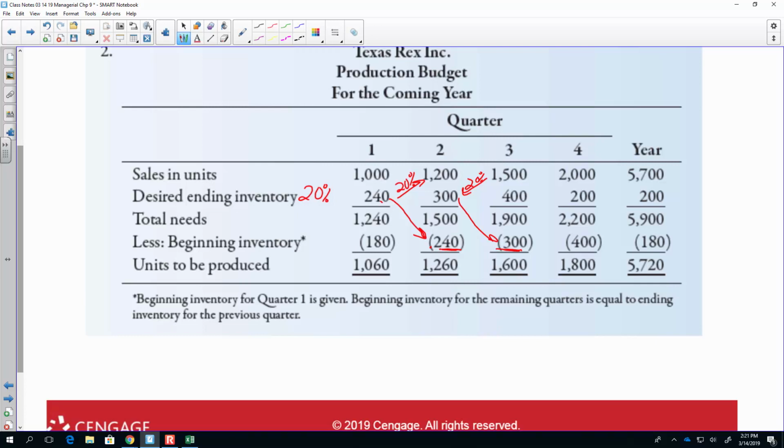We get to the end. How do we get the 200 here? For the end of the year, it's the same number as the end of the quarter. So you're going to cell reference from the fourth quarter into the year column. Look at the beginning for the year. Our beginning is the first quarter, right? So we're going to cell reference from this field over here and bring it into here. What do you think? Does that make sense?